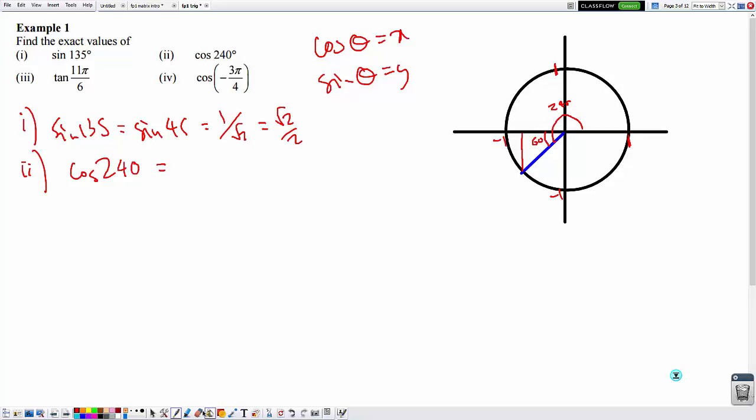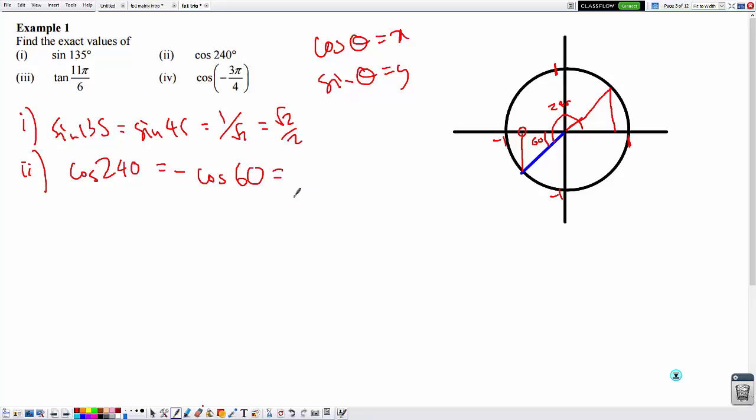Now all I want is this x value because cos of theta is x. So I want this x value. But just by using symmetry, I know that x value would be exactly the same as if I just went to 60 here and worked out the x value, but not exactly the same. This is the negative of that. So cos of 240 is the same as minus cos of 60.